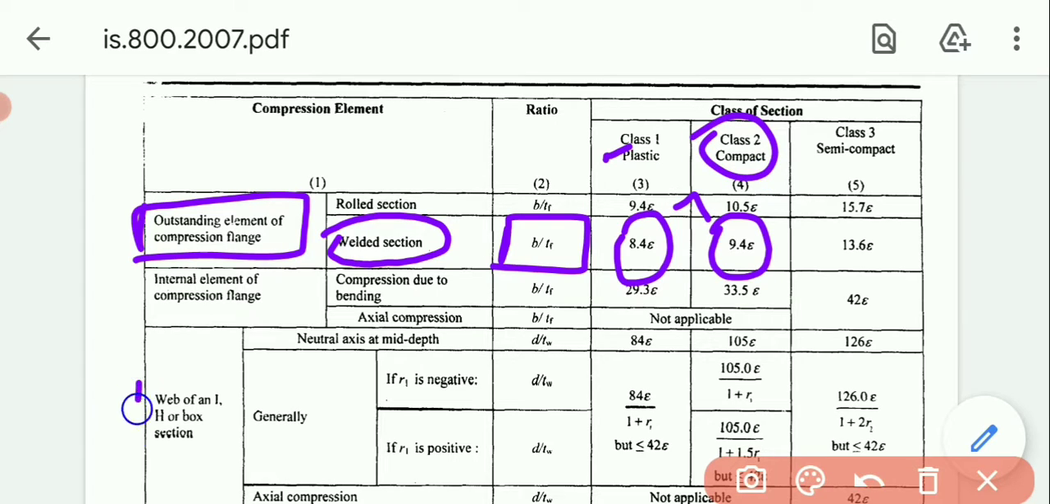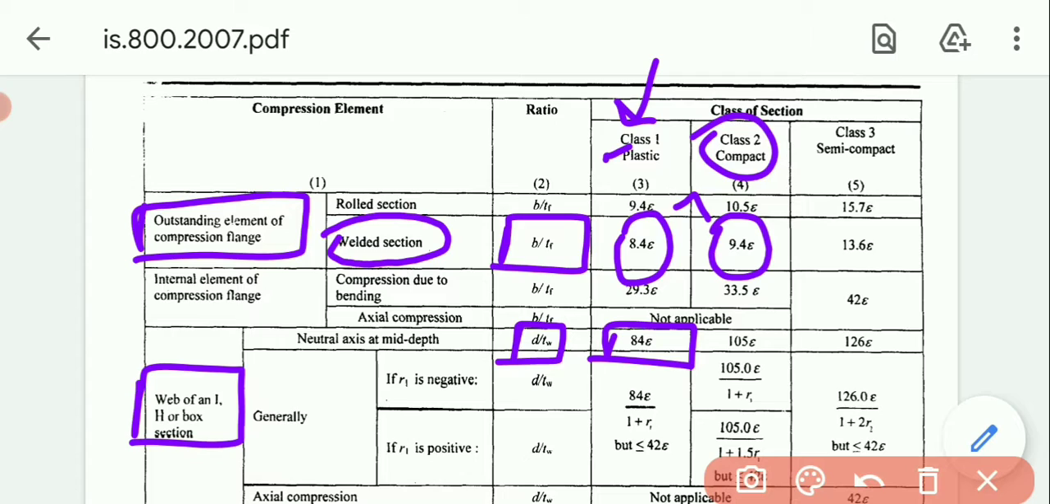And for the web, with neutral axis at mid-depth, d by tw is 84 epsilon. If it is less than 84 epsilon, then it will be class 1 plastic, and if it is between 84 to 105, then it will be a compact section. So let's cross check these conditions.